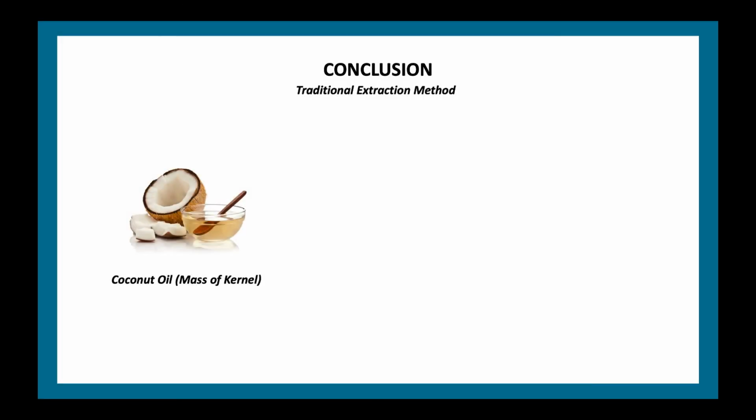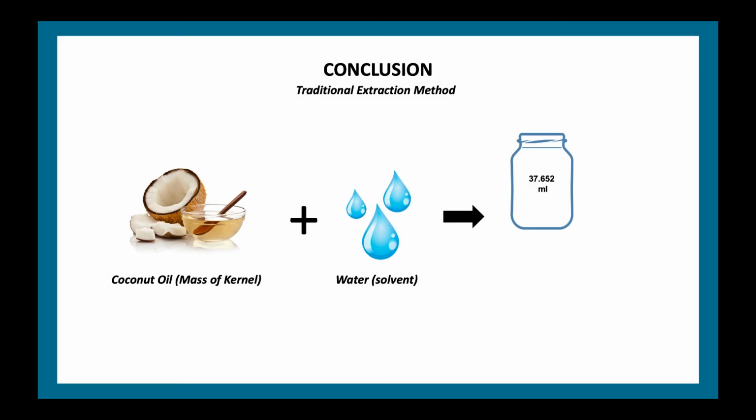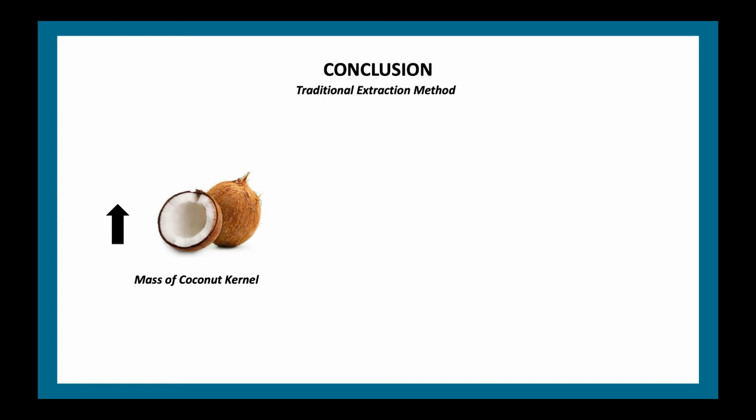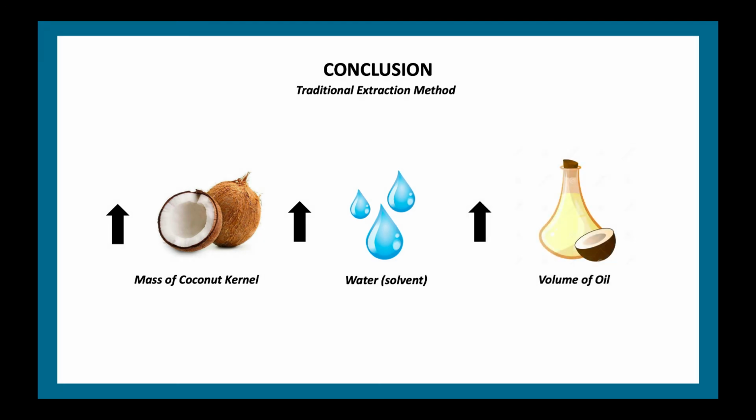In conclusion, from the experiment, the amounts of oil extracted using different masses of coconut kernel and volumes of solvent are 37.652 milliliters, 24.363 milliliters, and 15.504 milliliters. Similarly, as the mass of coconut kernel and volume of solvent increase, the amount of oil also increases. Thus, the objective of the experiment was achieved.